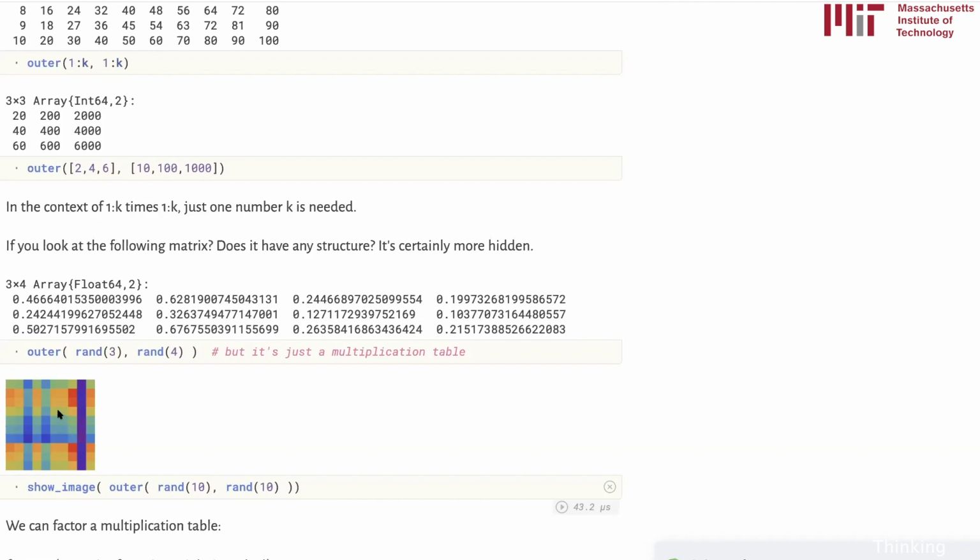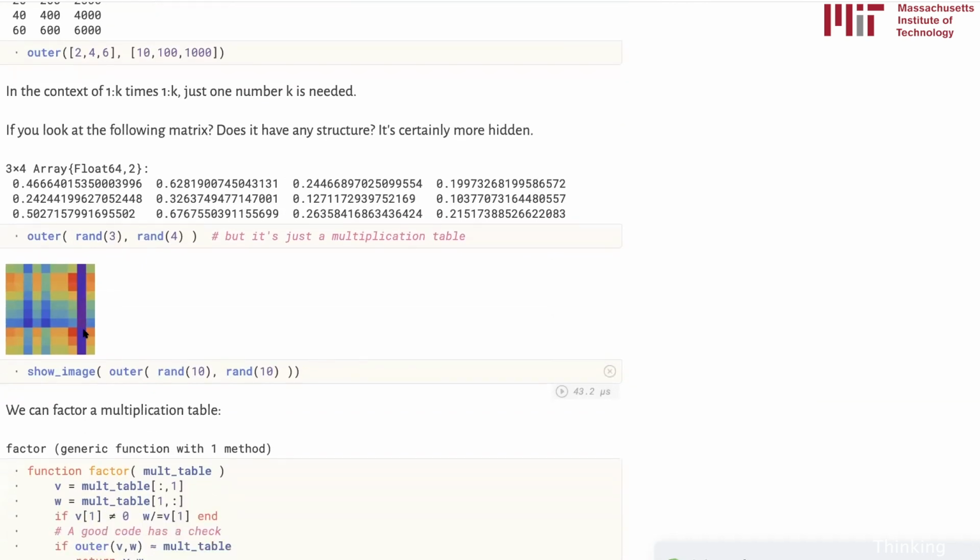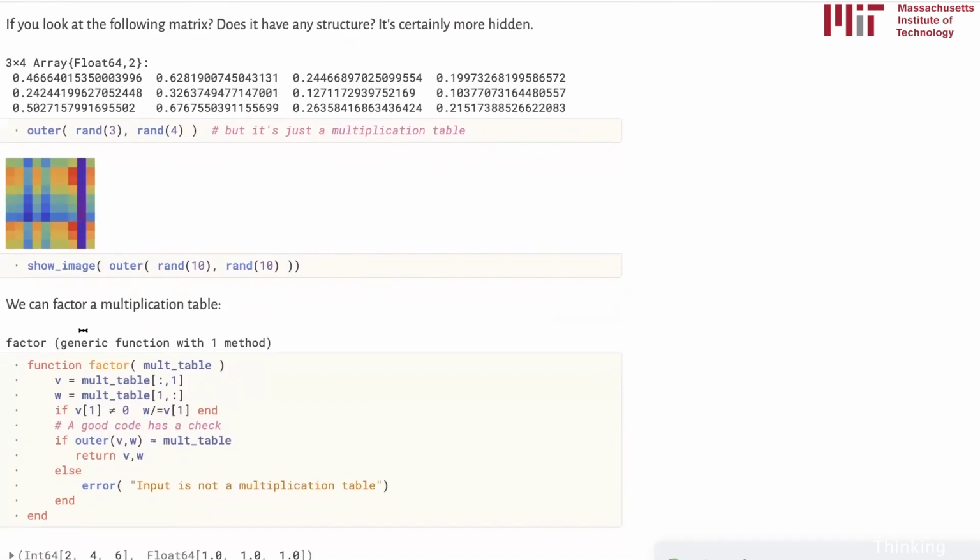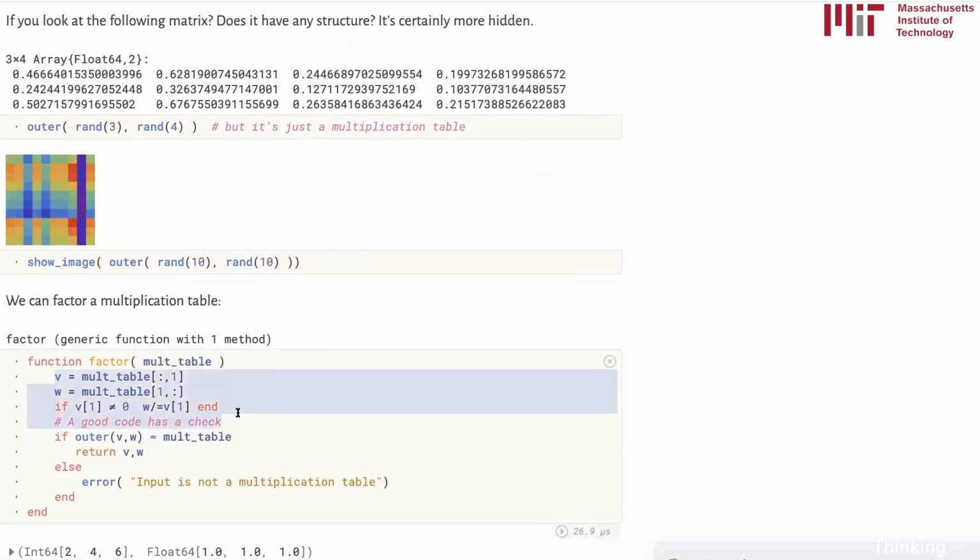So can we go the other way? If somebody gives me one of these generalized multiplication tables, like the array here, can I go the other way and get two matrices whose outer product will be what I need? Okay, and the answer is you can, and here's a little function that does it. The basic math is in 3 lines.